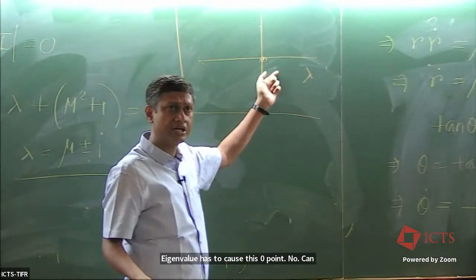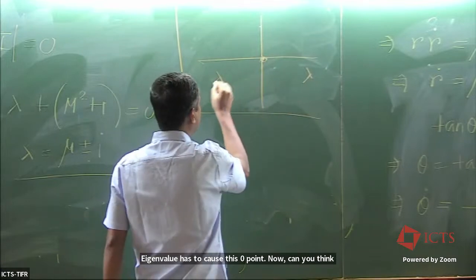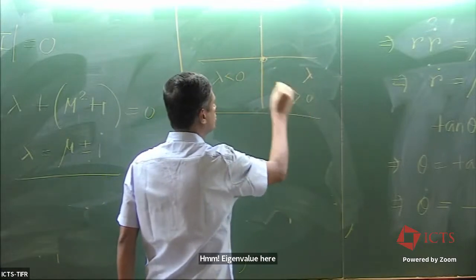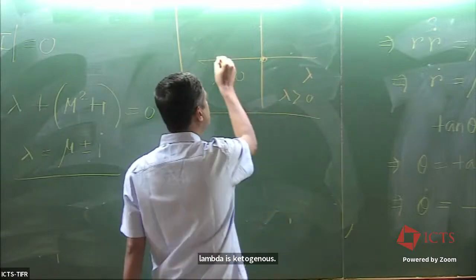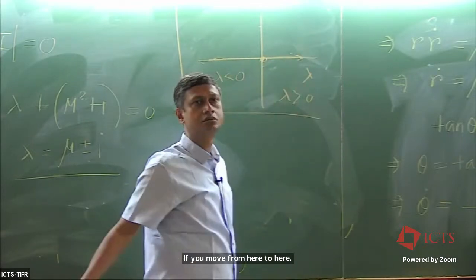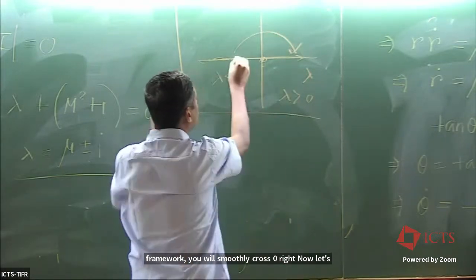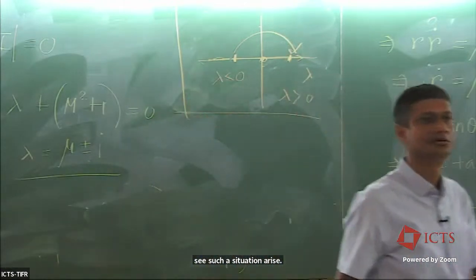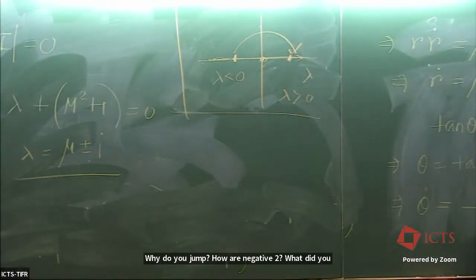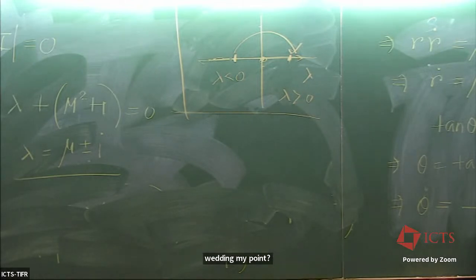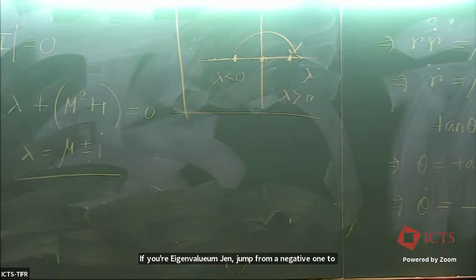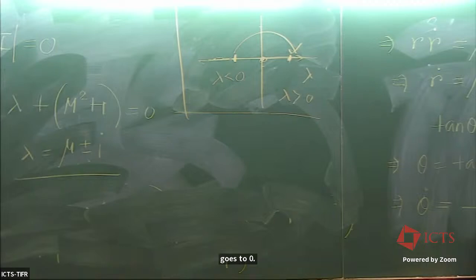Now, can you think of a bifurcation? Here lambda is less than 0 and here lambda is greater than 0. If you move from here to here in a smooth bifurcation framework, you will smoothly cross 0. Now let's say such a situation arises where you jump from a negative to a positive. If your eigenvalue can jump from a negative one to a positive one, then it is not crossing lambda equals 0. Still a critical transition can happen, because there is a change in the stability of the equilibrium point.